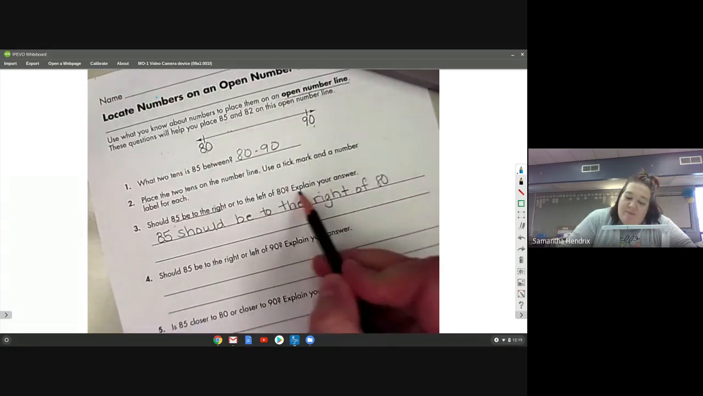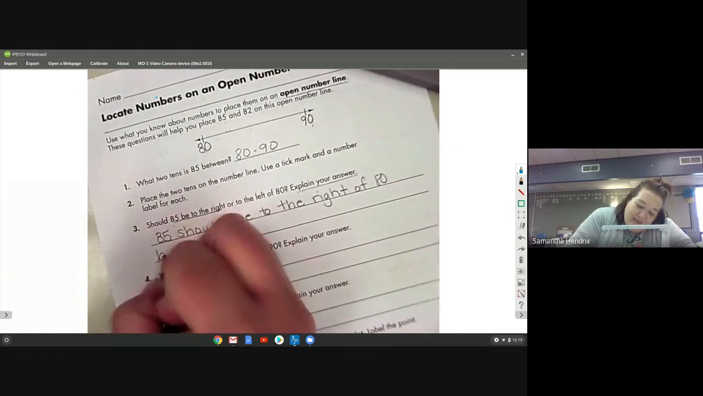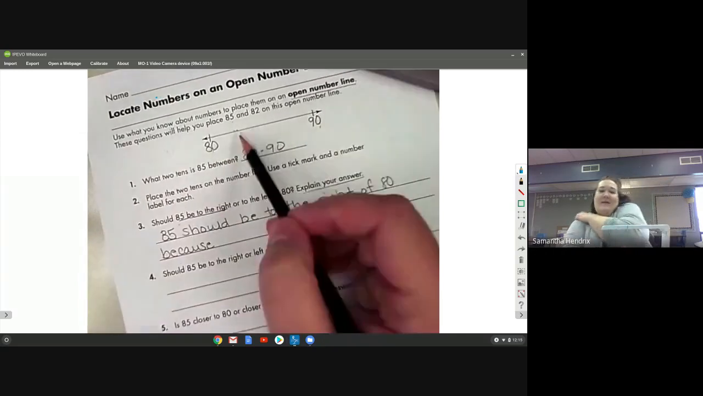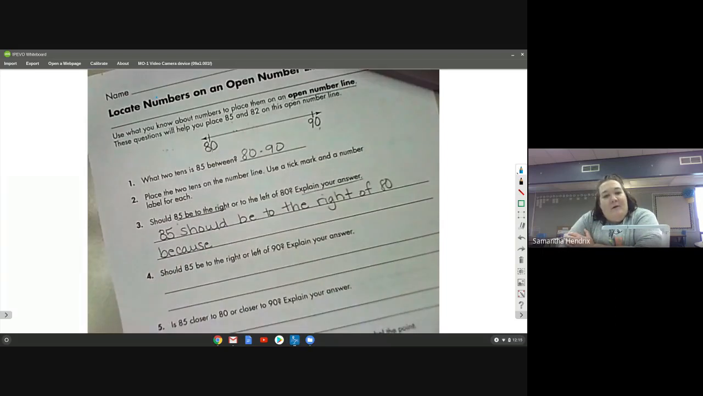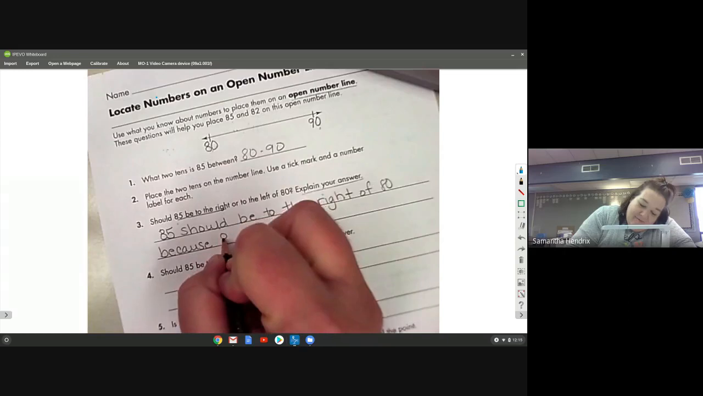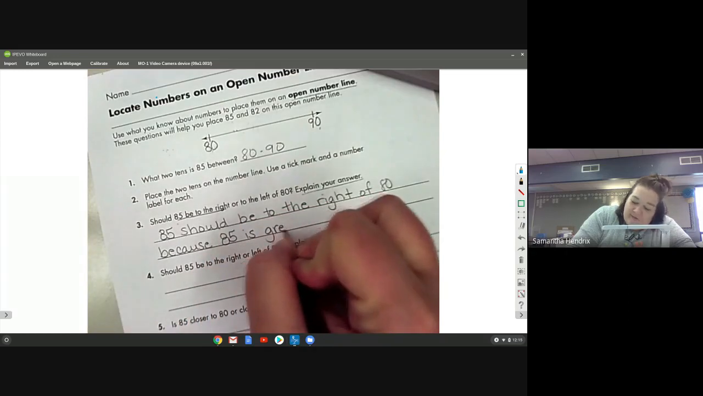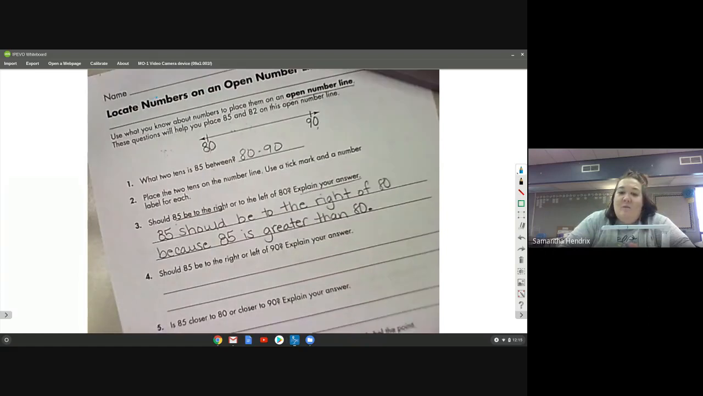So it says explain your answer. So we're going to say because, and what is our answer? Why is 85 going to go to the right instead of the left? Okay, because 85 is greater than 80. Period. That was one thought.